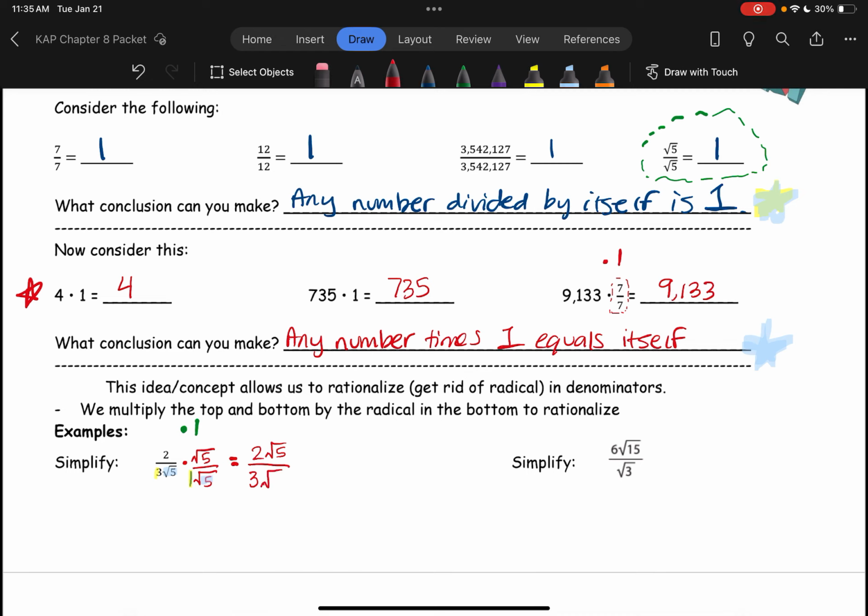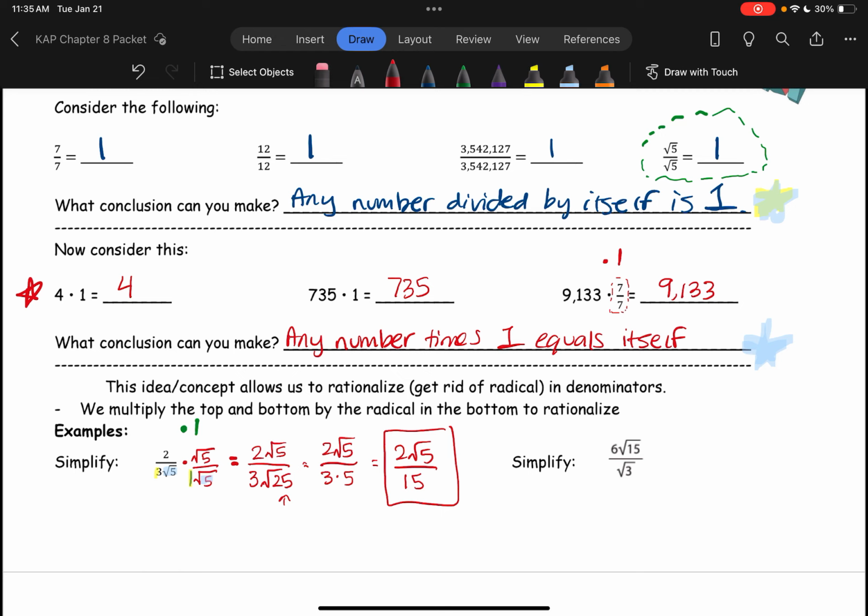So this becomes 3 times the square root of 25, right? Which can be simplified. We understand that the square root of 25 is 5, so the square root is gone and this becomes 3 times 5 on the bottom. On the top, you still have 2 times the square root of 5. If we simplify, we have 2 square root of 5 on the top, and on the bottom, 3 multiplied by 5 gives me 15. So this process has gotten rid of the square root in the denominator, and now this is fully simplified.